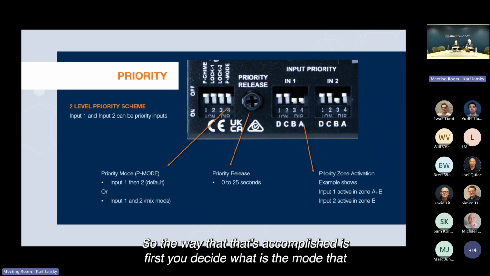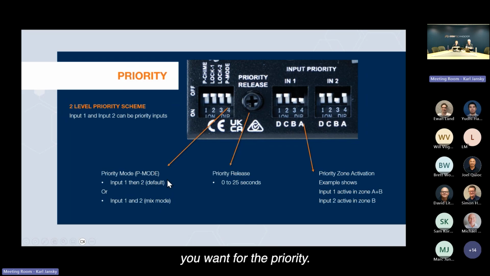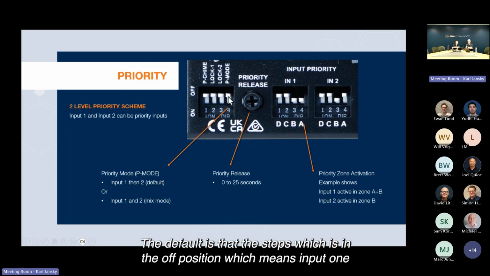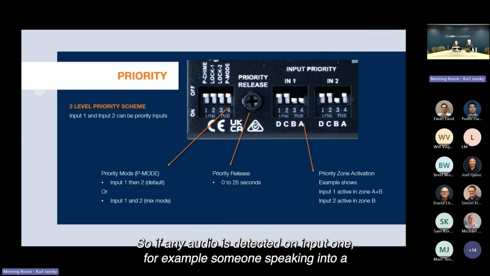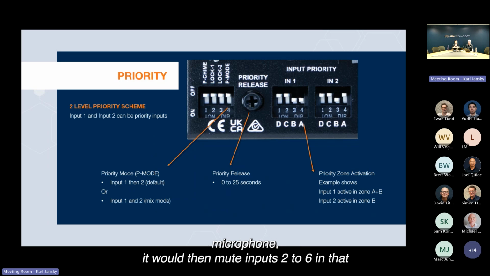So the way that that's accomplished is first you decide what is the mode that you want for the priority. The default is that this dip switch is in the off position, which means input 1, then input 2. So input 1 will have priority over input 2. So if any audio is detected on input 1, for example, someone speaking into a microphone, it would then mute inputs 2 to 6 in that zone.